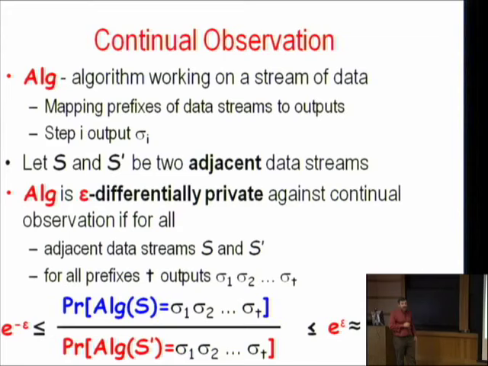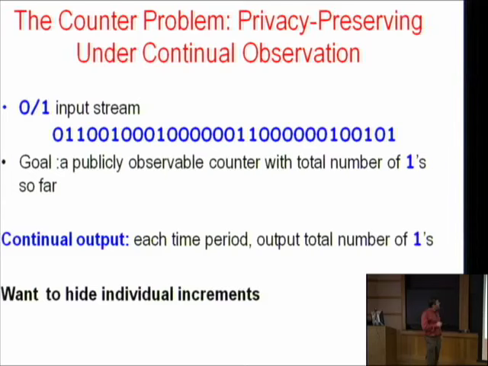So let's see what you can do under this definition. The problem we're going to talk a lot about is the counter problem. Our stream is simply a bunch of zeros and ones. The goal is to have a publicly observable counter which says how many ones have appeared so far.